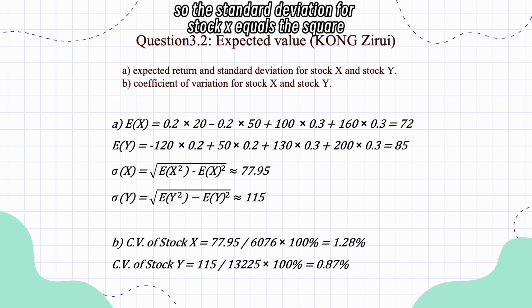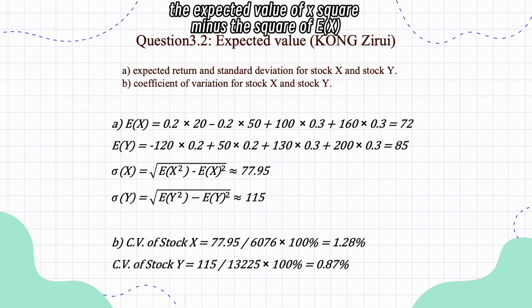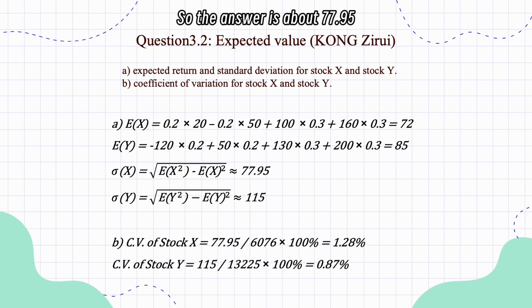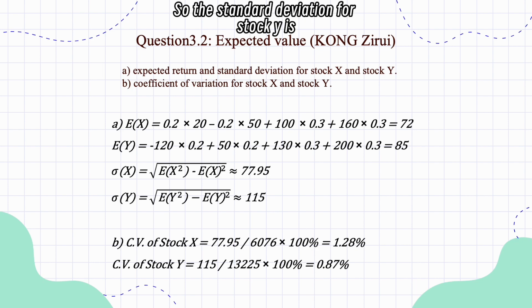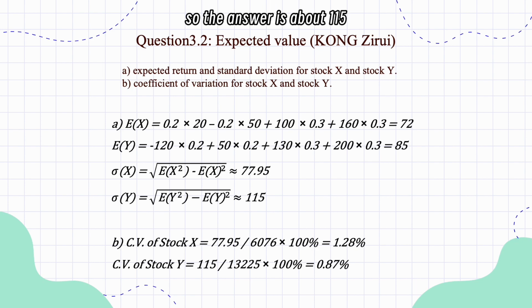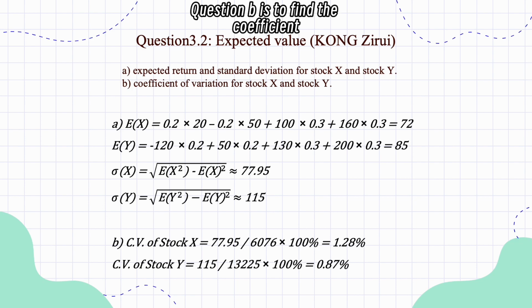The standard deviation for stock X equals the square root of the expected value of X squared minus the square of EX. So the answer is about 77.95. The standard deviation for stock Y is calculated the same way as for stock X, so the answer is about 115. Question B is to find the coefficient of variation for stock X and stock Y.